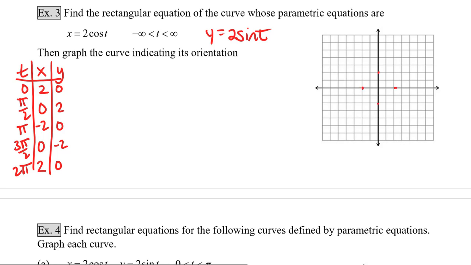So these are points that make a circle, and the points are going to go in the counterclockwise direction, and they're just going to keep going around and around the circle for t equals negative infinity to infinity. They also asked us to write the rectangular equation. Now I'm not able to isolate t in a manner that would be helpful in these equations. So instead, I'm going to use an identity.